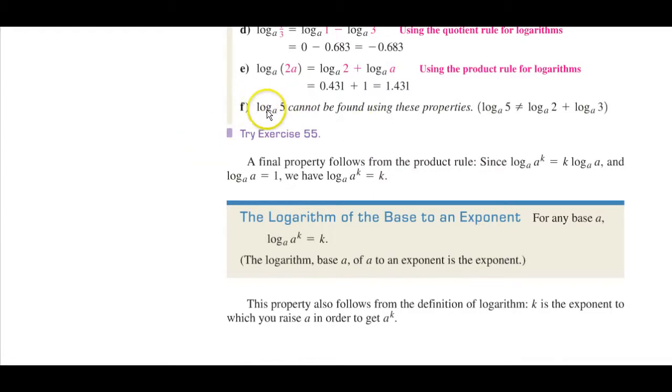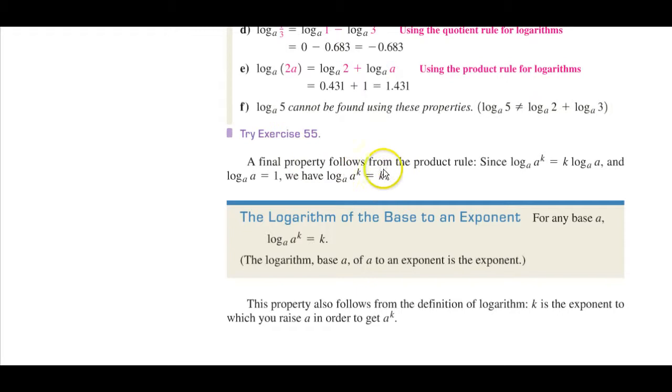And example F, log base A of 5, cannot be found using these properties because there's no way to make a 5 into a 2 plus anything. And the only values we have are a 2 and a 3 up there.